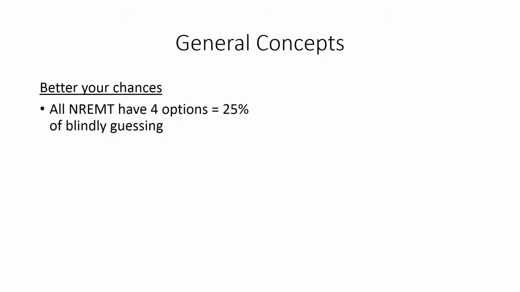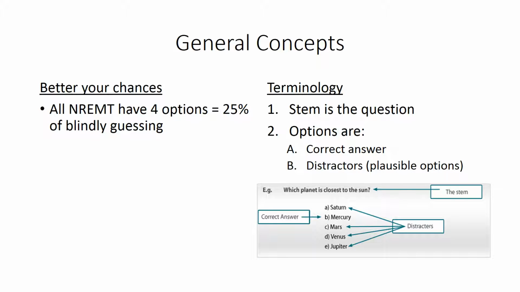Now, National Registry will give you a question, and you'll have 4 options or selections to choose from. It's always 4. That means you'll always have a 25% chance of blindly guessing an answer. Now, let's talk about terminology really quick. The STEM is the question that is being asked. Your options, you will have 1 correct answer and 3 distractors. Now, they might be totally obviously wrong, or they might be plausible options.